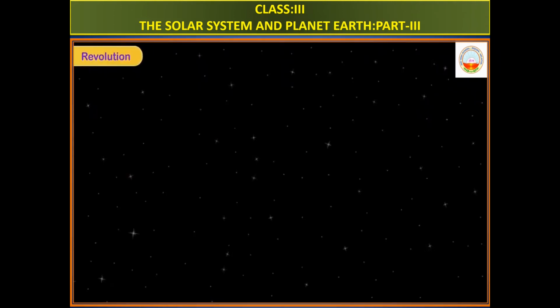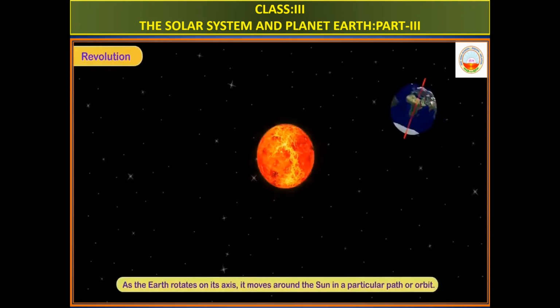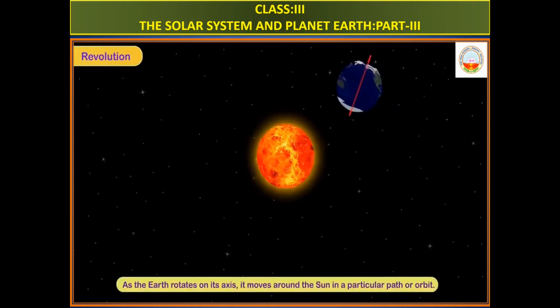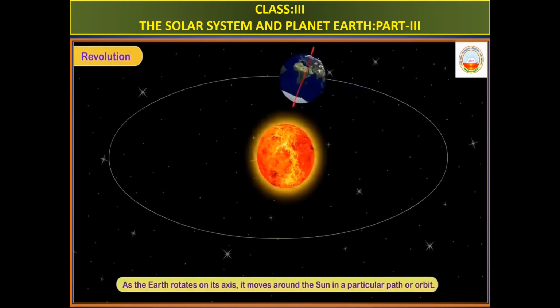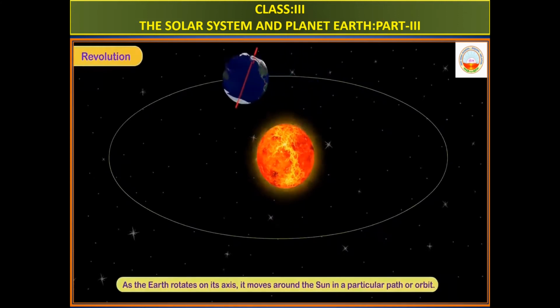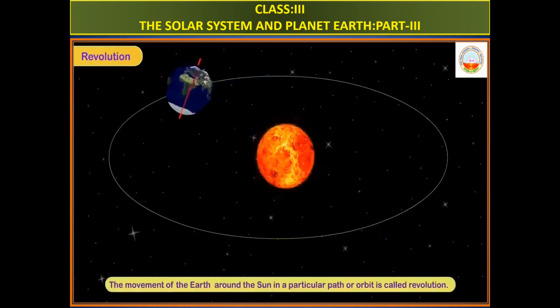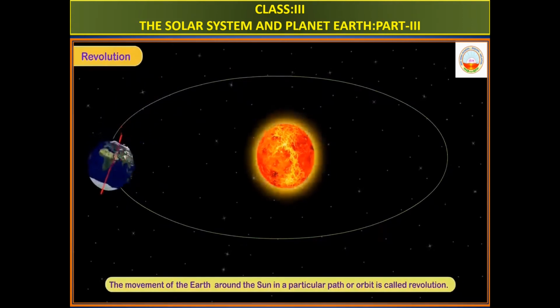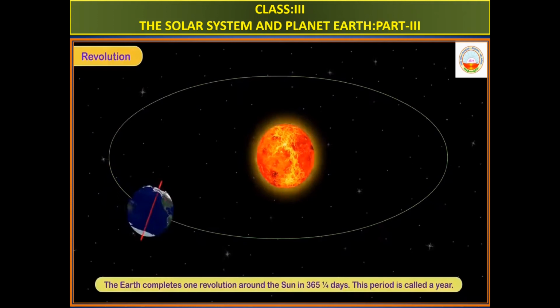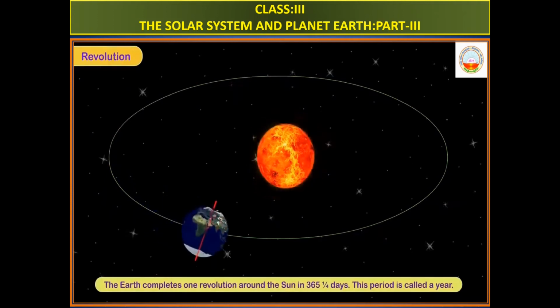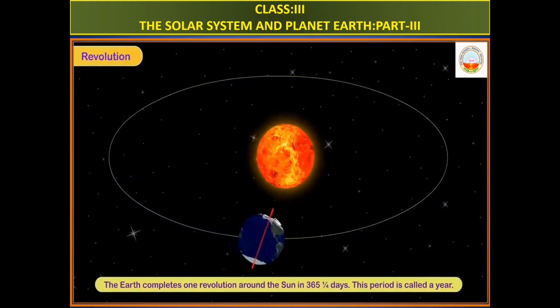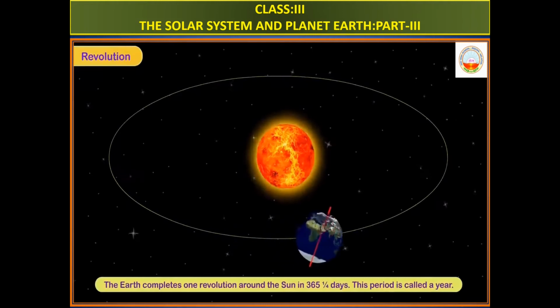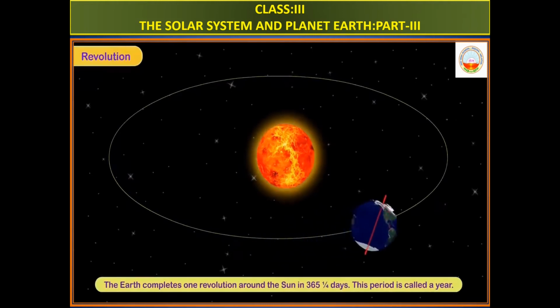Children, now let us learn revolution. As the Earth rotates on its axis, it moves around the sun in a particular path or orbit. The Earth completes one revolution around the sun in 365 and a quarter days. This period is called a year.